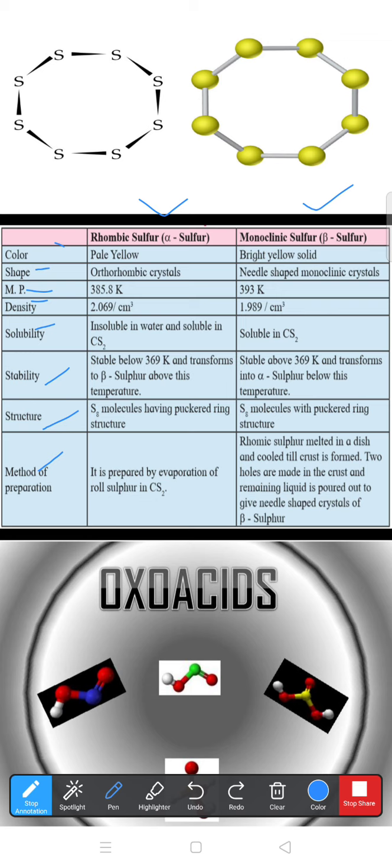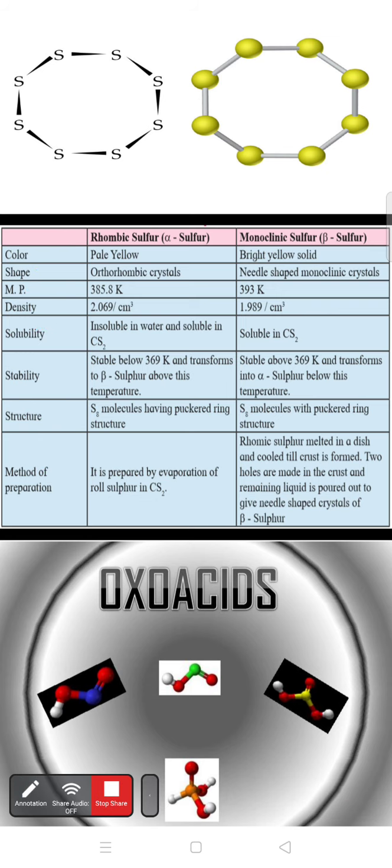Alpha sulfur can be prepared by evaporation of roll sulfur in carbon disulfide, while for beta sulfur, rhombic sulfur, that is alpha sulfur, is melted in a dish and cooled till a crust is formed, and two holes are made in the upper layer of the crust and the remaining liquid is poured out. It gives needle shaped crystals of beta sulfur. So in this way we can compare alpha and beta sulfur by their properties like color, shape, melting point, density, solubility, stability, structure and methods of preparation.